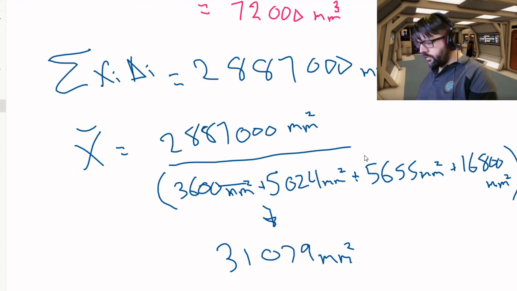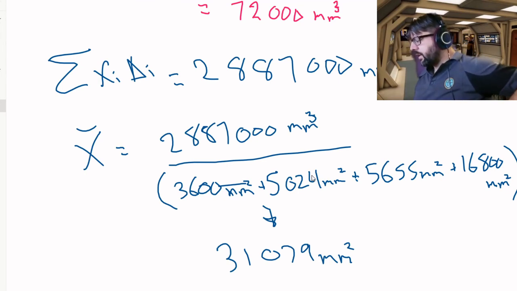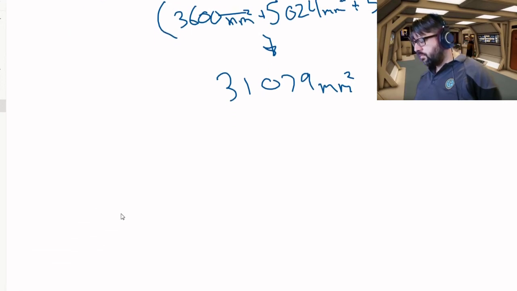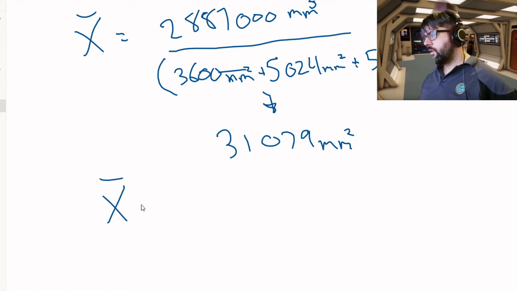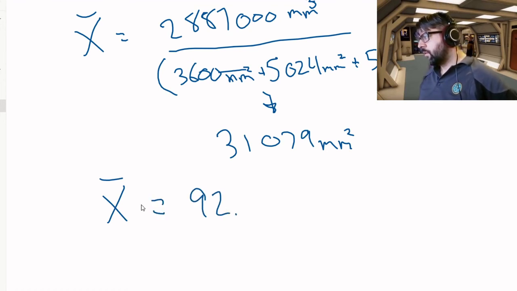So our X bar total, 2,887,000 millimeters. I wrote squared there, didn't I? Cubed. Millimeters cubed divided by our 31,079 millimeters squared. That gives us an X bar of 92.9 millimeters.